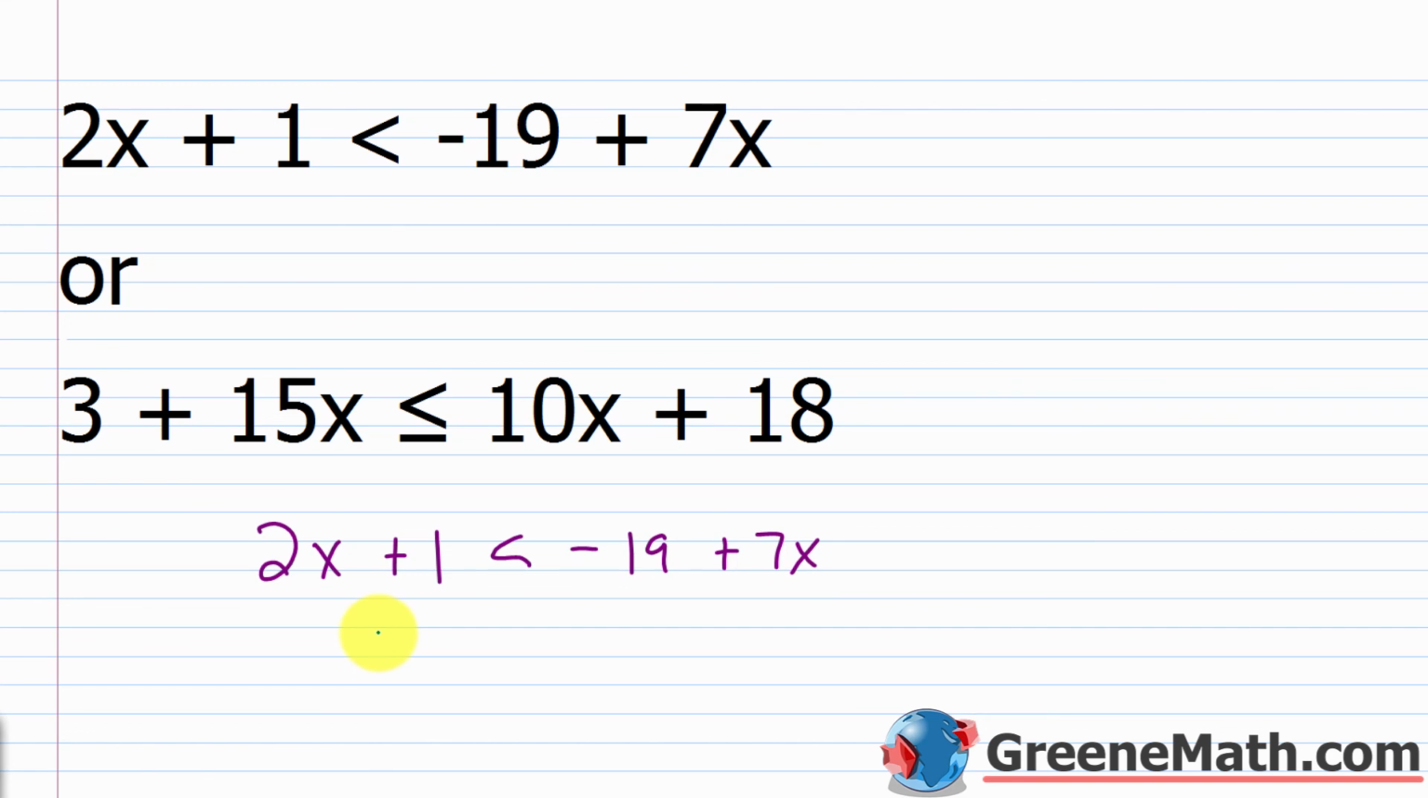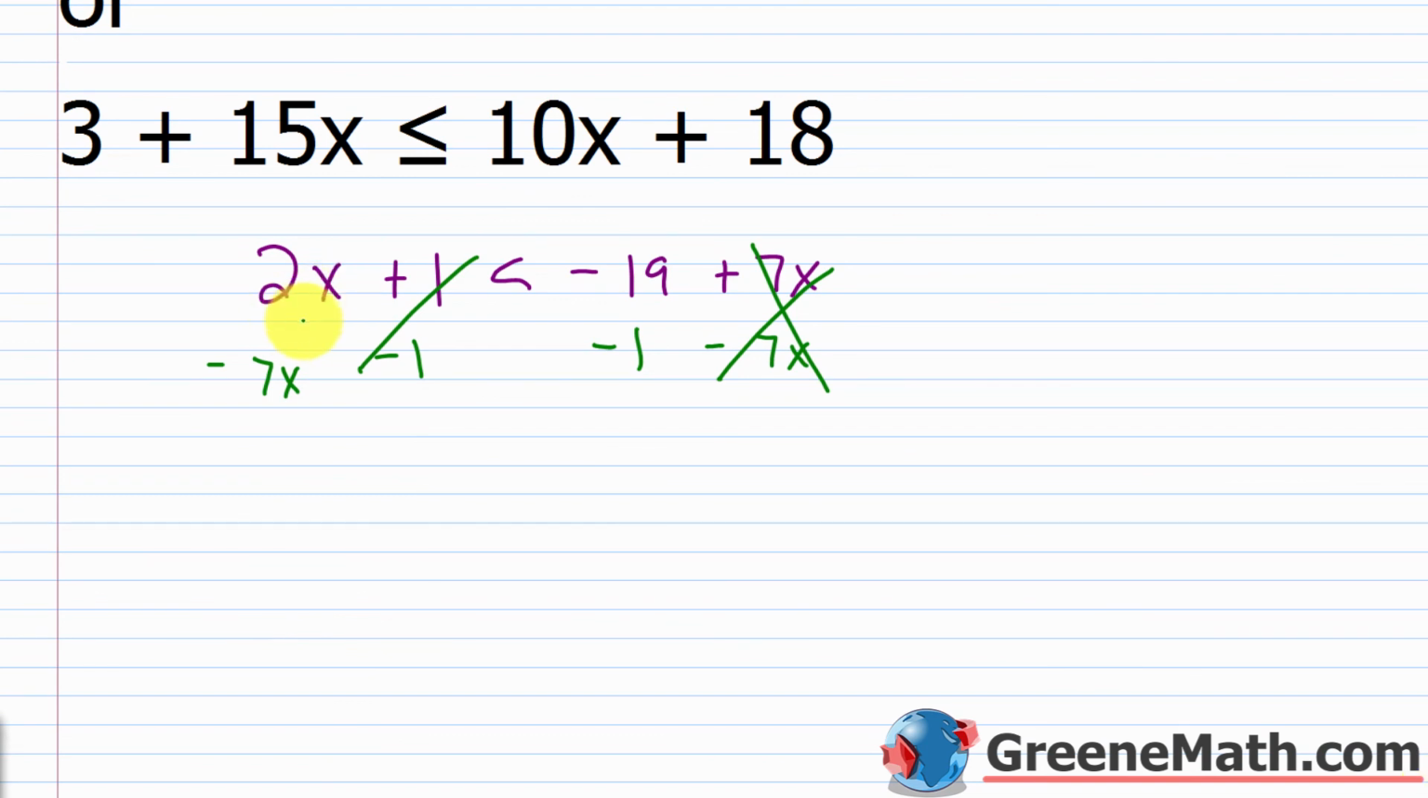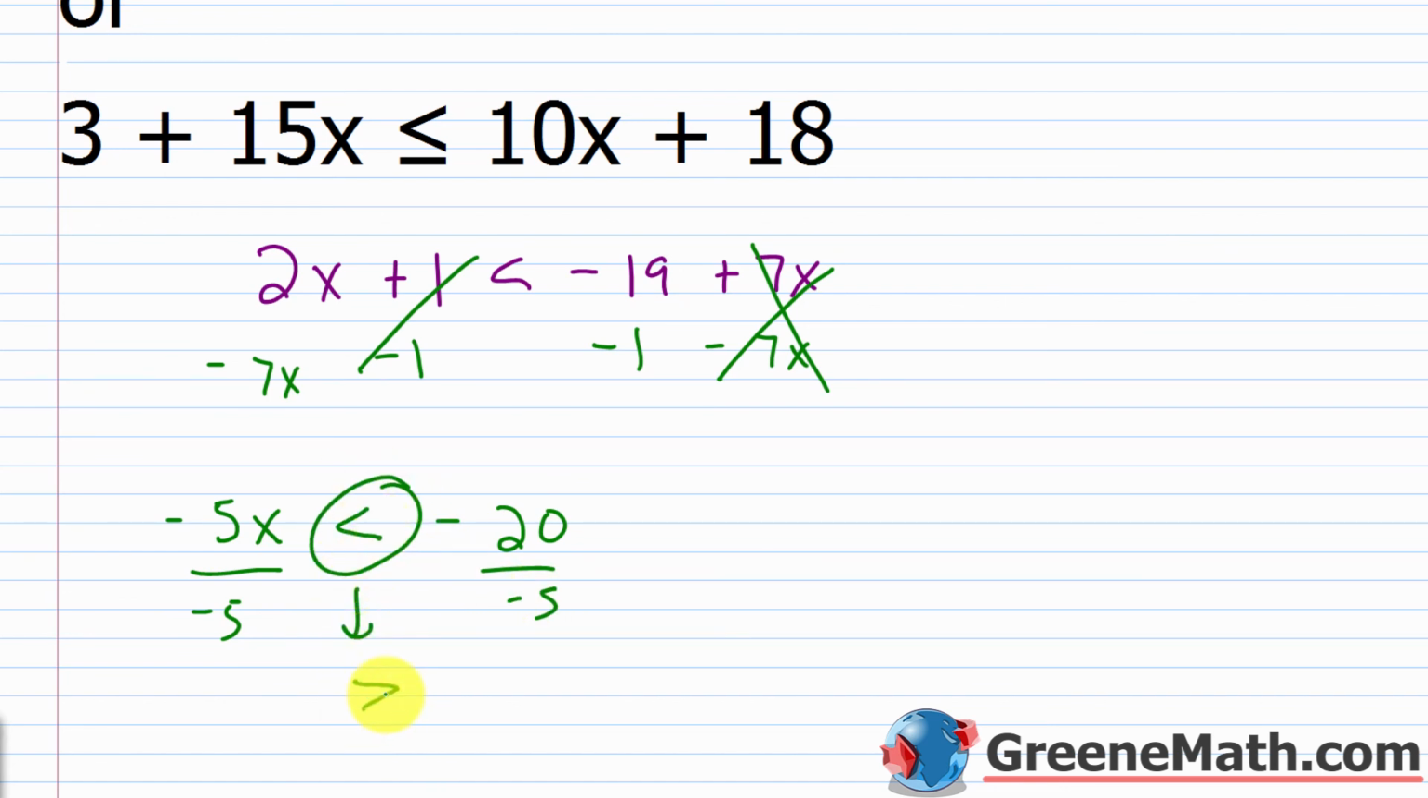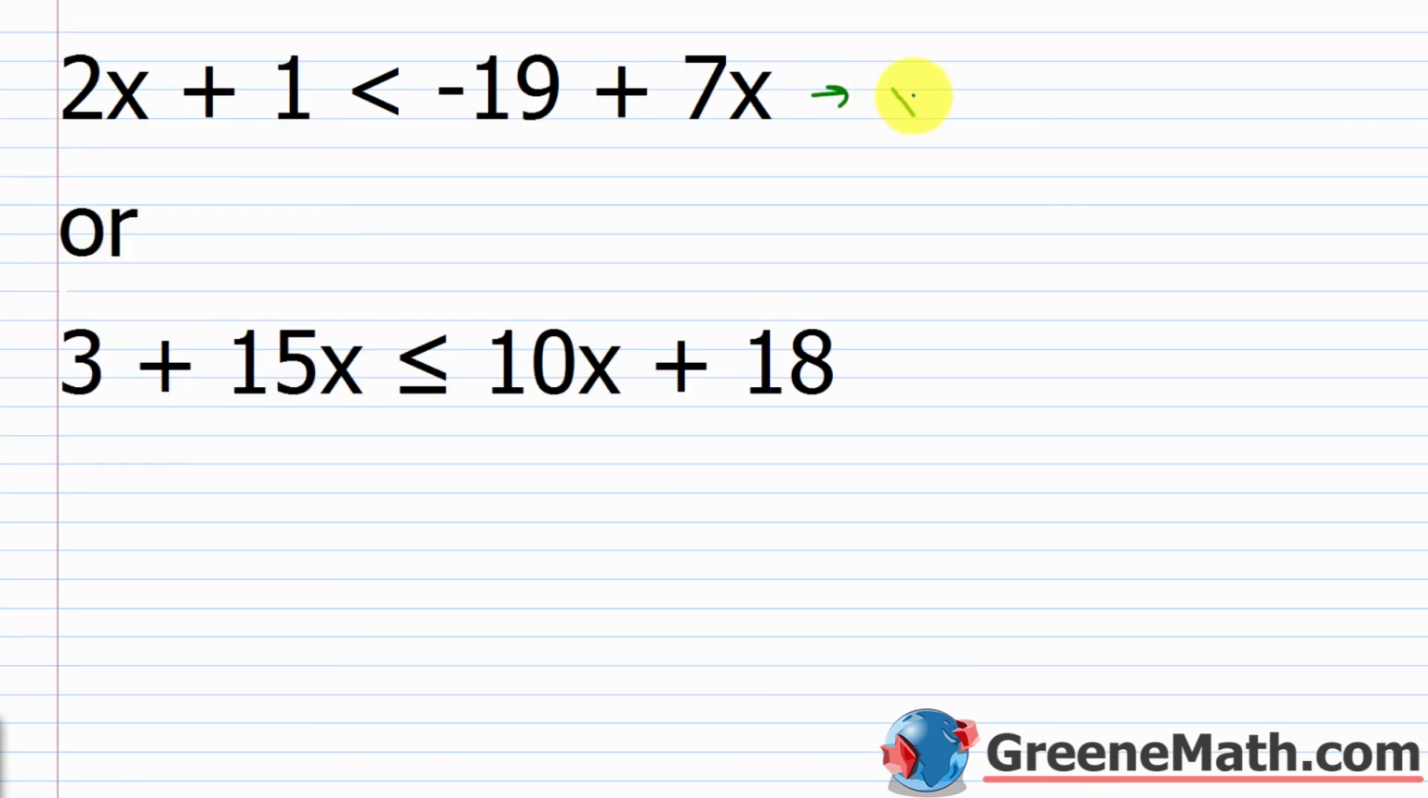What I want to do is subtract 1 away from each side, and subtract 7x away from each side. So that's going to cancel. Let me scroll down and get a little room going. So 2x minus 7x is negative 5x. This is less than negative 19 minus 1, which is negative 20. Divide each side by negative 5. Again, flip the direction of the inequality, so that's now a greater than. This cancels with this, and I'll have x is greater than negative 20 over negative 5, which is 4. So here, x is greater than 4.